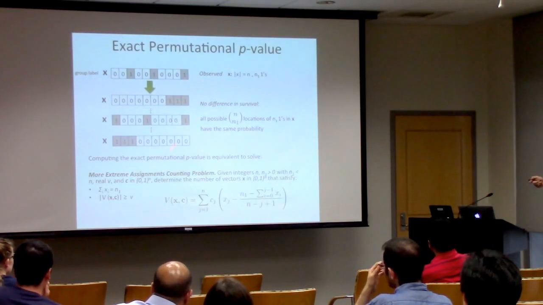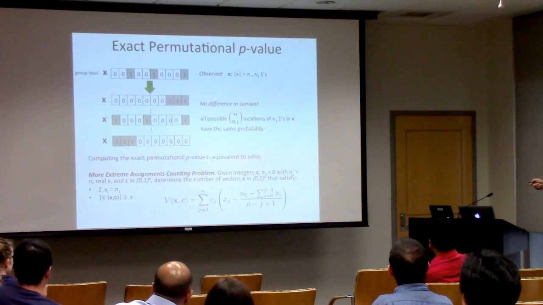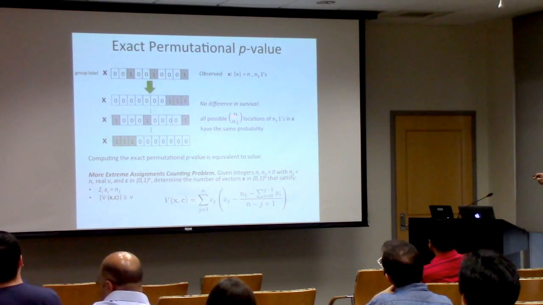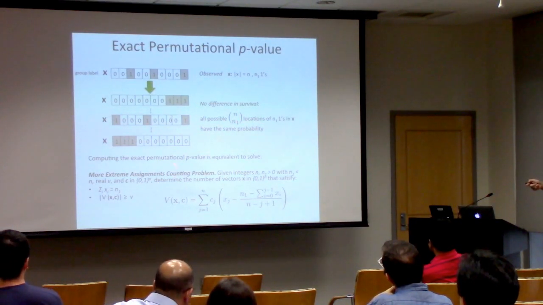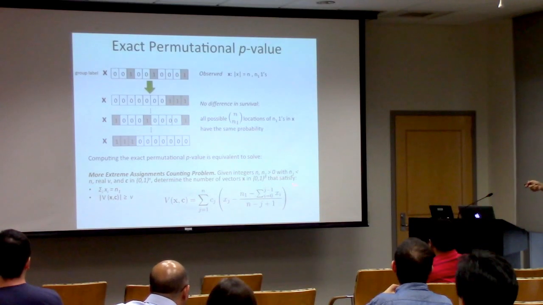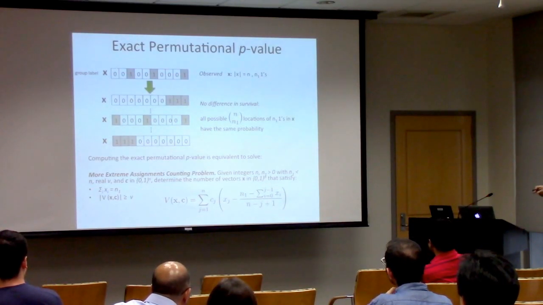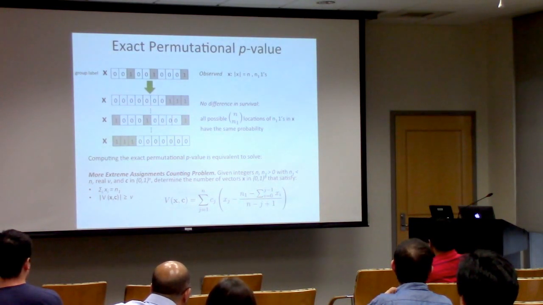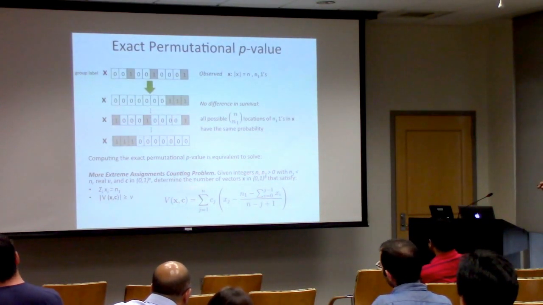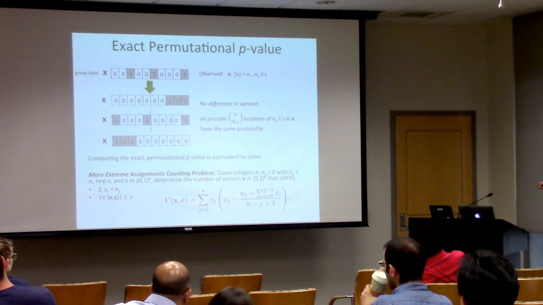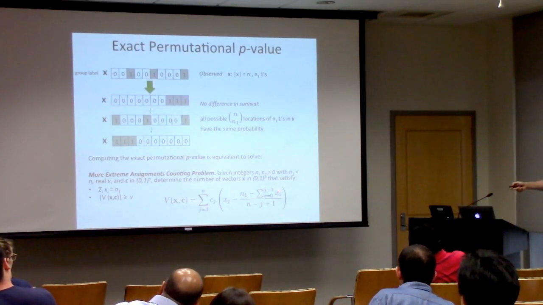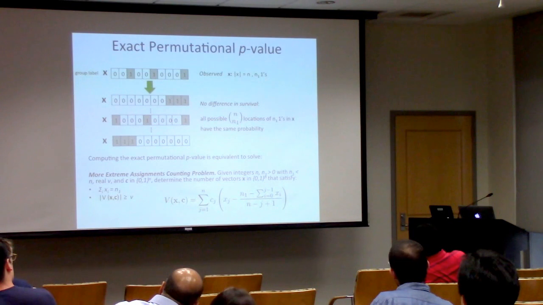So computing the permutational p-value is just equivalent to asking how many of such vectors, of the n choose n1 vectors, have a statistic greater or equal than the one that I see in my data. So we call this the more extreme assignment counting problem, a very long name for a simple problem. So given these numbers, you want to compute the number of vectors that have a statistic larger than the log-rank statistic that you see in the data. And this is actually answering, I guess, your question. This is the statistic that you observe.